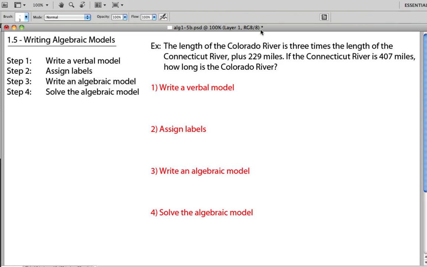This lesson is on writing algebraic models. Sometimes these can be referred to as word problems. So I'm going to show you in 4 steps how to go about solving a word problem. The first thing is to write a verbal model.